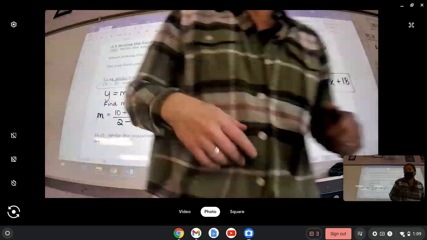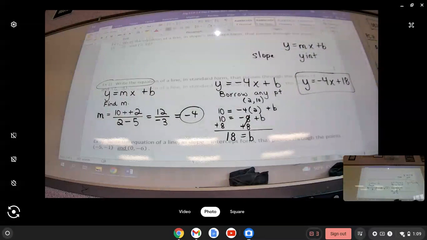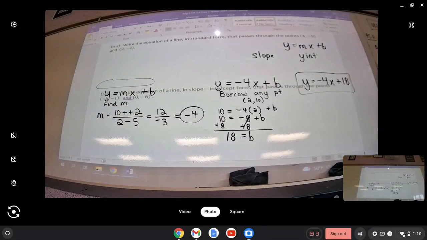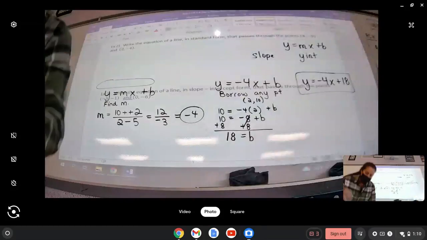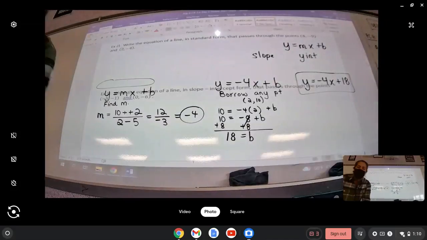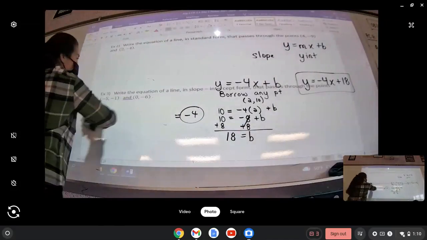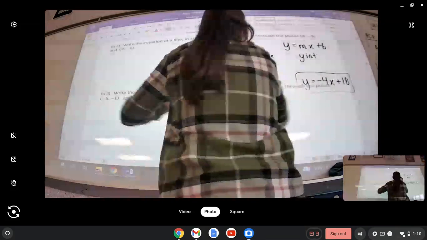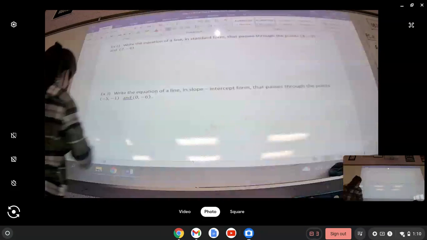All right, so let's try it again. Let's do it again with another example so we get the hang of this. All right, this time, we have to write the equation of a line. Uh-oh, what form do they want? Damn it, standard form. All right, our line has to pass through these 2 points.